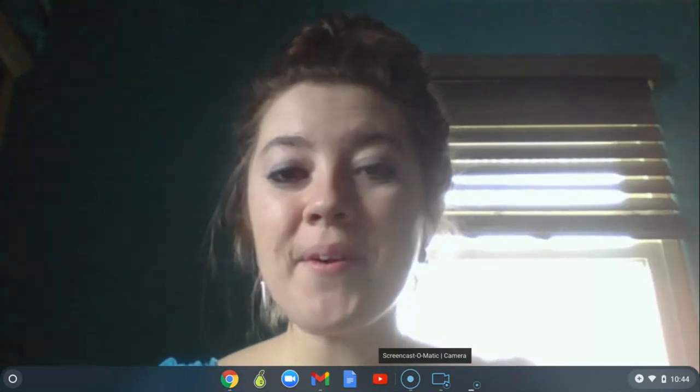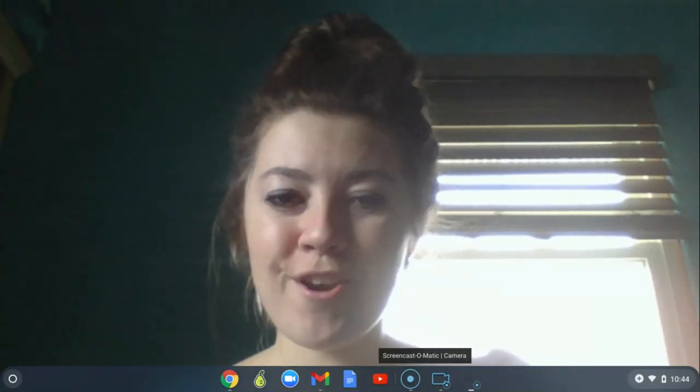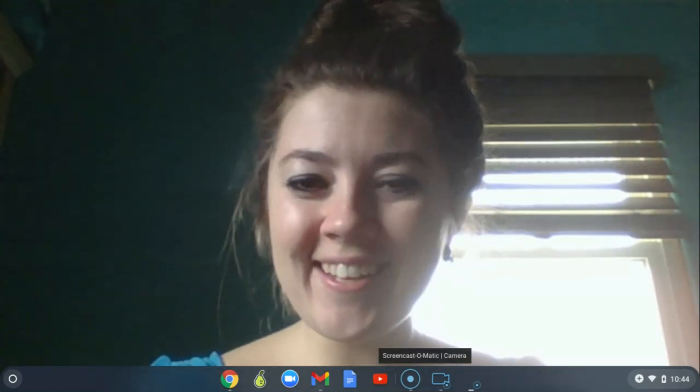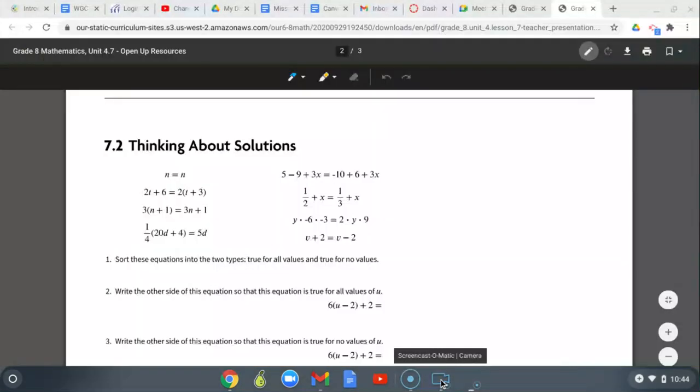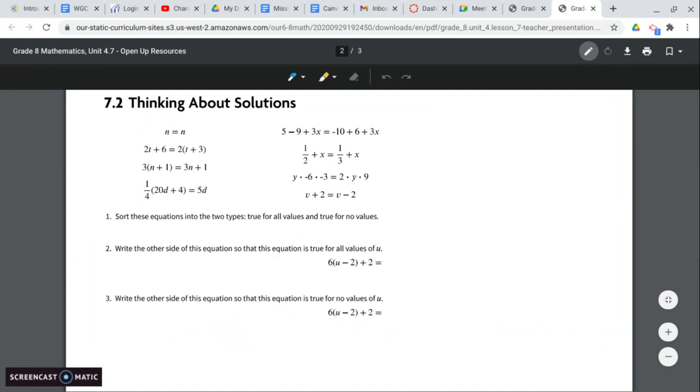Guys, welcome back. So what we're looking at today is lesson 7, all, some, or no solutions. So let's go ahead and jump right in. All right, so thinking about solutions. Here are a bunch of different equations that we have. We want to sort these equations into two types, true for all values and true for no values.